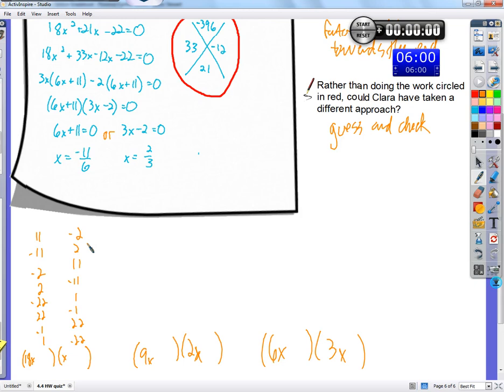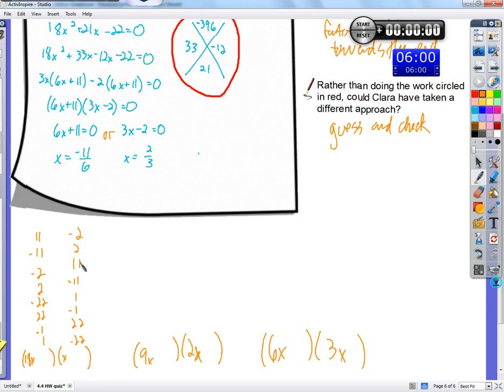First we have to pick which way 18 factors. I'm going to guess this one. Which way is 22 going to factor? I don't know. I'm going to pick one of these. Now we've made a guess. We're guessing 18x and x, and plus 1 and minus 22. How do we check? Distribute this stuff to that stuff and see if it comes out to be 18x squared plus 21x minus 22.